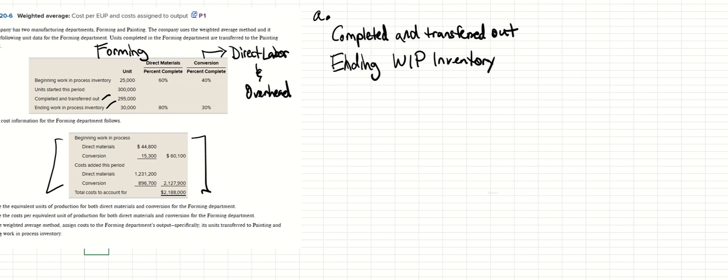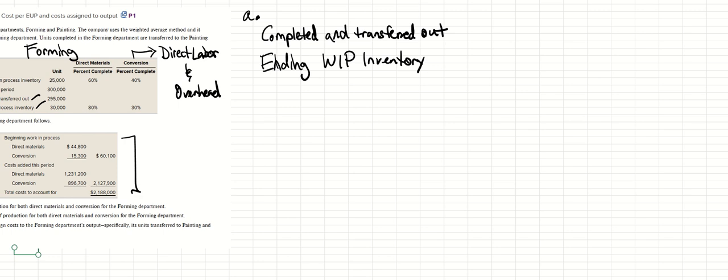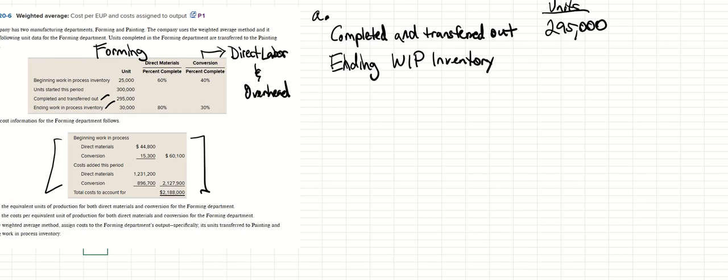The units that were completed and transferred out consist of 295,000. Units that were in the ending WIP inventory is 30,000.